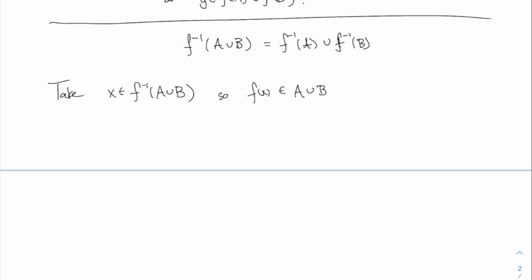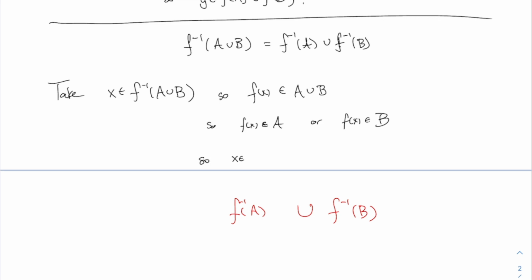Now I'm going to break this down into some statements with ors. That means f of x is in A or f of x is in B. Anybody see where I'm going with this? Could we rewrite f of x is in A in some way? Eventually I'm trying to end up with f inverse of A union f inverse of B. That's what I want to get to.